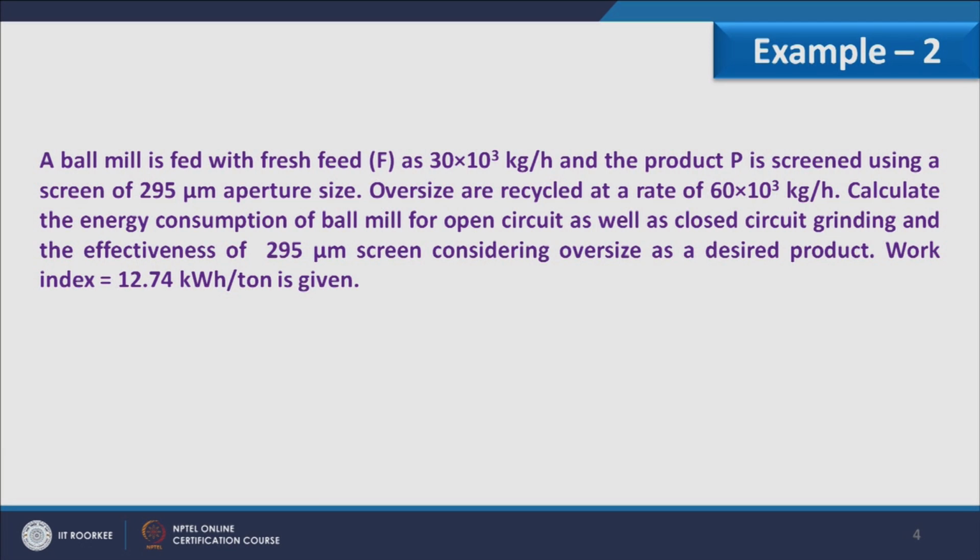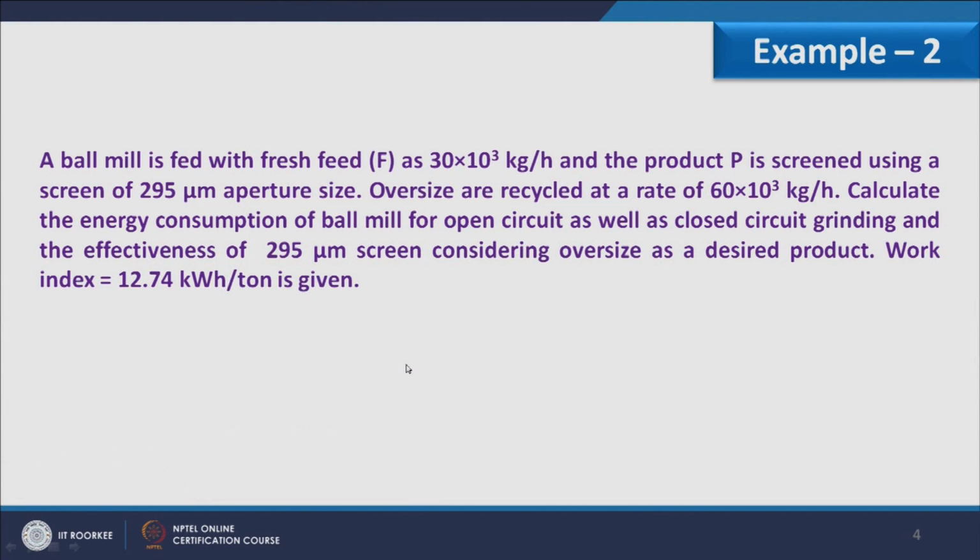Now, here I have considered a complicated problem as example 2. Now, in this example what happens? We have a ball mill and this ball mill is fed with fresh feed, that is F, as 30 into 10 power 3 kg per hour or 30 tons per hour. So, feed to the ball mill, that we call fresh feed or we can call it make-up feed also, which is 30 tons per hour, and product P is screened using a screen of 295 micrometer aperture size.